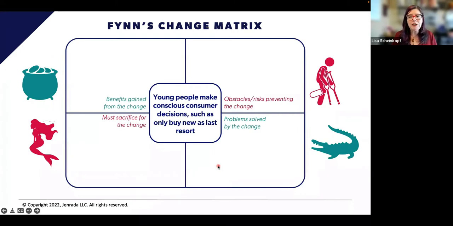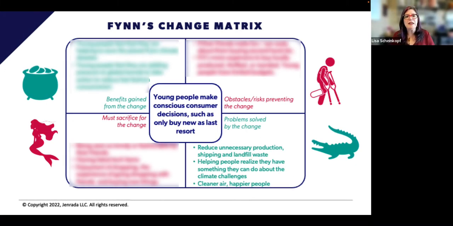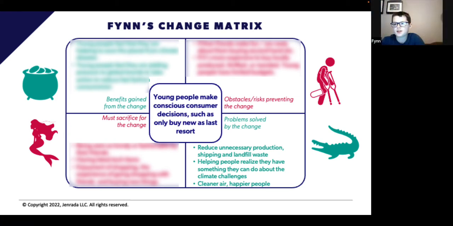So the first place we're going to go, the first quadrant we're going to go is this one. It's represented by an alligator because it represents problems that we or those we care about have, that the way to solve those problems would be through this change. Okay? Problems that we have or that we're about to have that will be solved by the change. And this is how Fynn filled it in, and we'll ask him to bring us through his response, and I'll give you a minute as soon as he's done to put in yours. I think it'll be easiest if we take each point and I'll explain it in more detail.